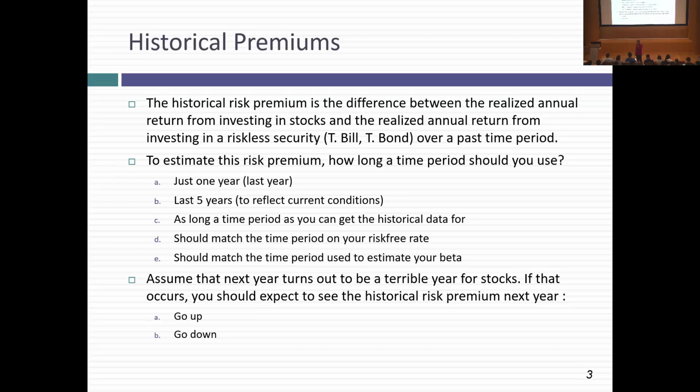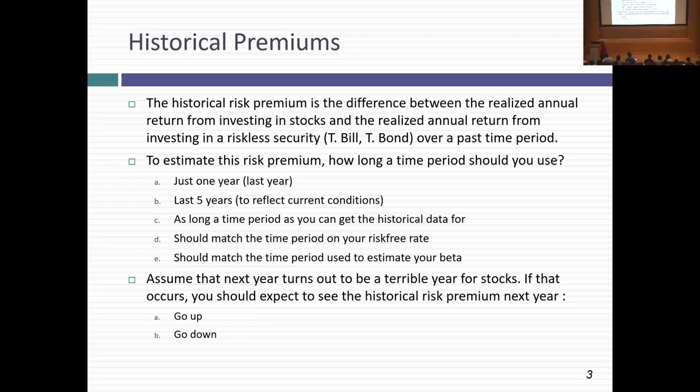If I use just last year, do you know what stocks made last year? Anybody have a guess? The return on stocks last year was about 26%. The return on T-bonds was 3.88%. So the equity risk premium last year was 22.12%. Do you think you're going to be able to earn that 22.12%? I don't think so. You think you're never going to buy stocks again. 1 year is too short.